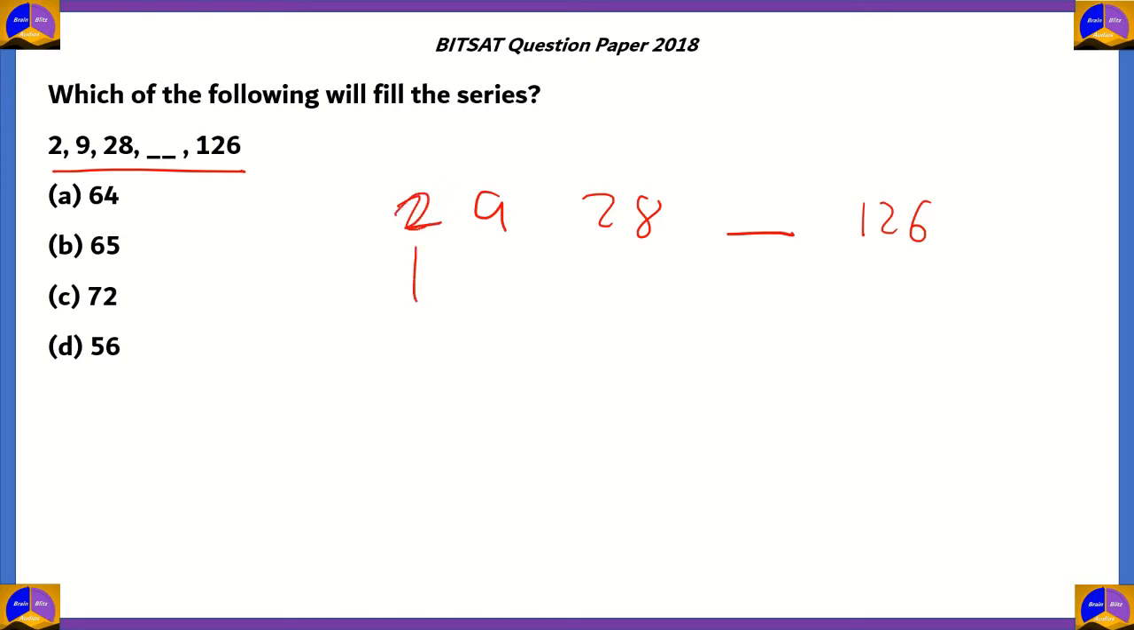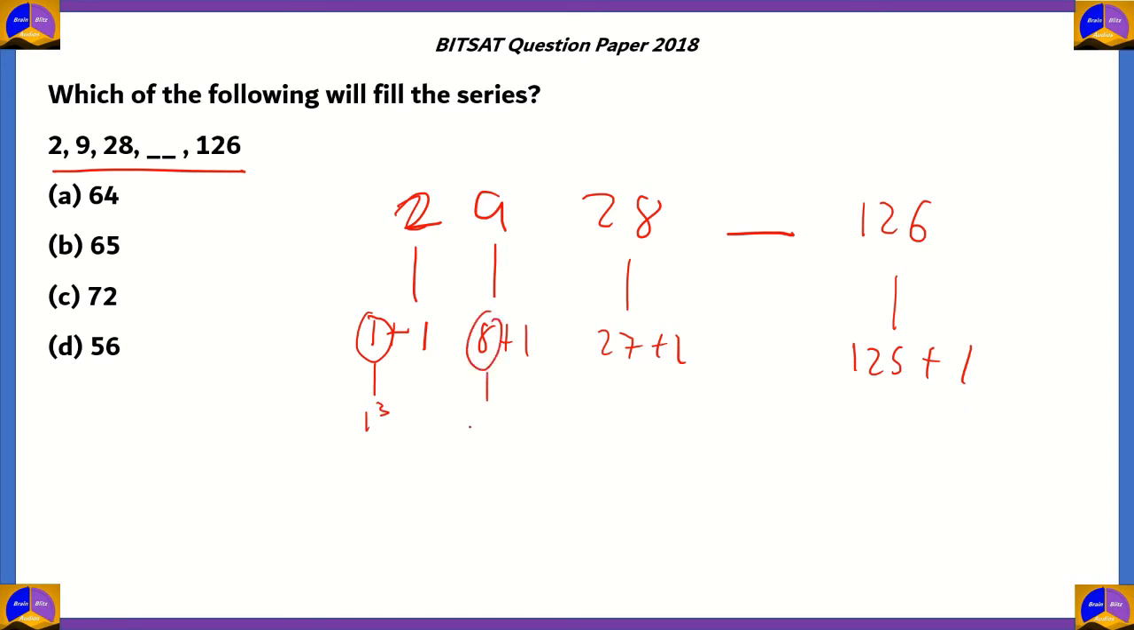So notice that we can write all of these as a number plus 1. 2 is 1 plus 1, 9 is 8 plus 1, 28 is 27 plus 1, 126 is 125 plus 1. So if you notice the number on the left, 1 is the same as 1 cube, 8 is the same as 2 cube, 27 is the same as 3 cube, 125 is the same as 5 cube. So it's basically 1 cube plus 1, 2 cube plus 1, 3 cube plus 1, 4 cube plus 1, 5 cube plus 1. So that is the idea behind this whole series.